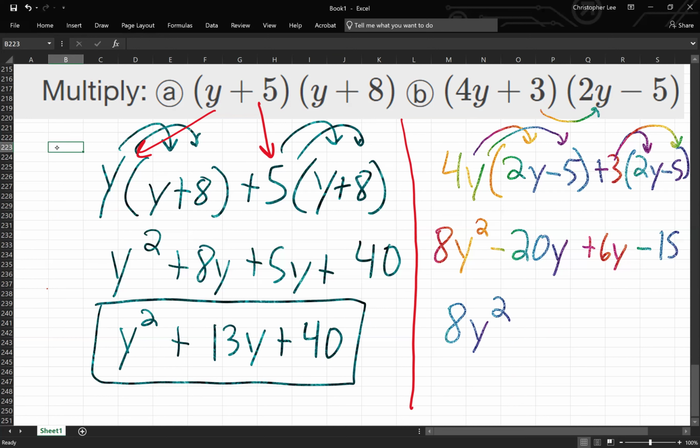I'm distributing the 2y minus 5 to both terms. It's a distribution, to the 3 and the 4y. That's why it's twice there. In the middle now, I have negative 20y plus 6y. What is that? Negative 14y. Good. Minus 15. And that's it. That's my answer.